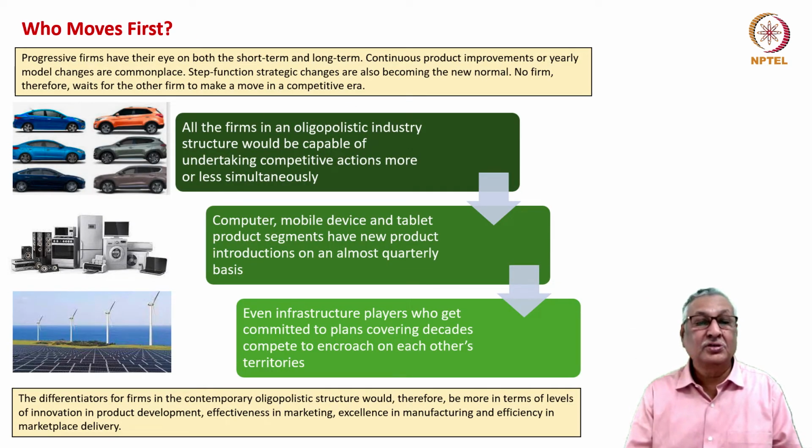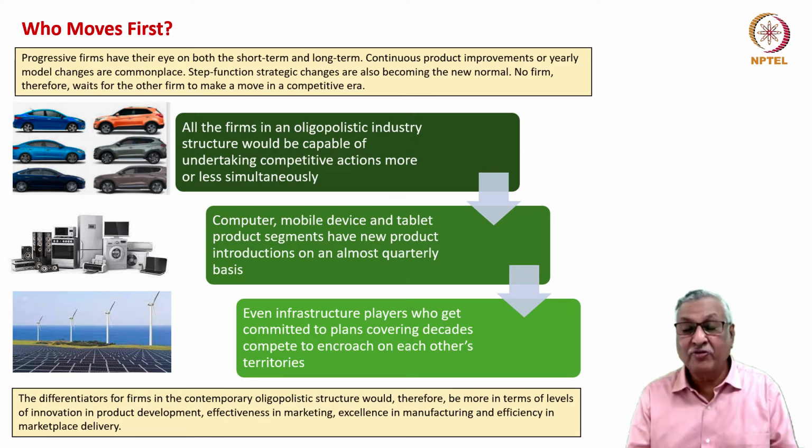Who moves first? That is always a dilemma. Progressive firms have their eye on both the short term and the long term. Continuous product improvements or yearly model changes are always commonplace, but step function strategic changes are becoming the new normal in today's situation. No firm in today's situation, therefore, waits for the other firm to make a move in the competitive arena. In oligopoly structure, people would be capable of undertaking competitive actions more or less simultaneously. It is not that one would have to watch what is happening.